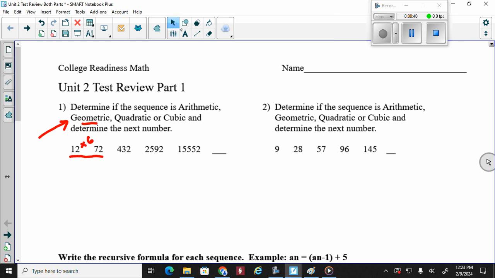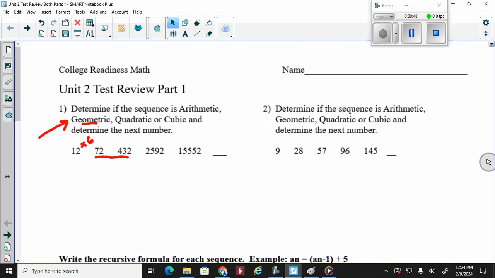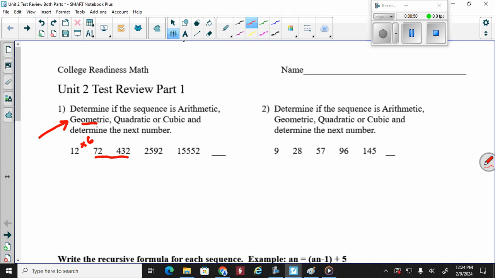Okay, so now let's look at the next two. If I took 72 and multiplied it by 6, would I get 432? And I would. So all of a sudden, I'm starting to see a pattern that I'm multiplying by the same number. So that means it's going to be geometric. In order to get my next number, I simply have to take 15,582 and times it by 6, which gives 93,312.